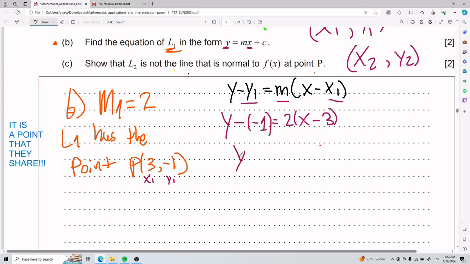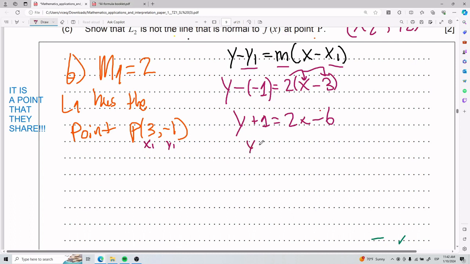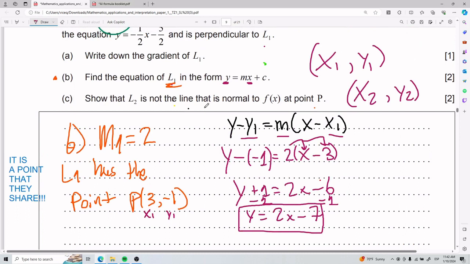So on the left side, I end up with plus 1. On the right side, I end up with 2x, because I multiply like this, minus 6. So y equals 2x minus 1 minus 1. Careful with the negatives, negative 7. That is part B, literally.